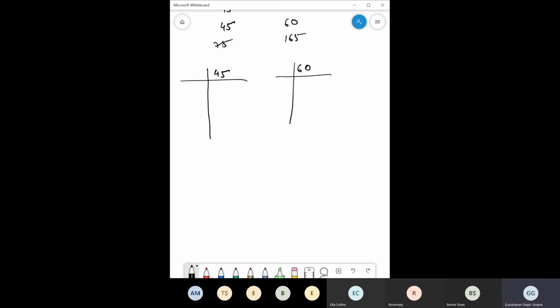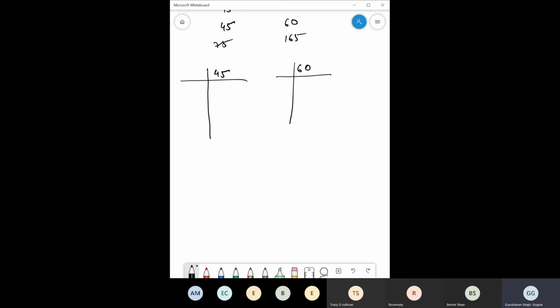Hello? Would you please name the factors that go into 45? Sorry? What are the factors that go into 45? Yeah, we are going to find out now. Yeah, right. Thanks.